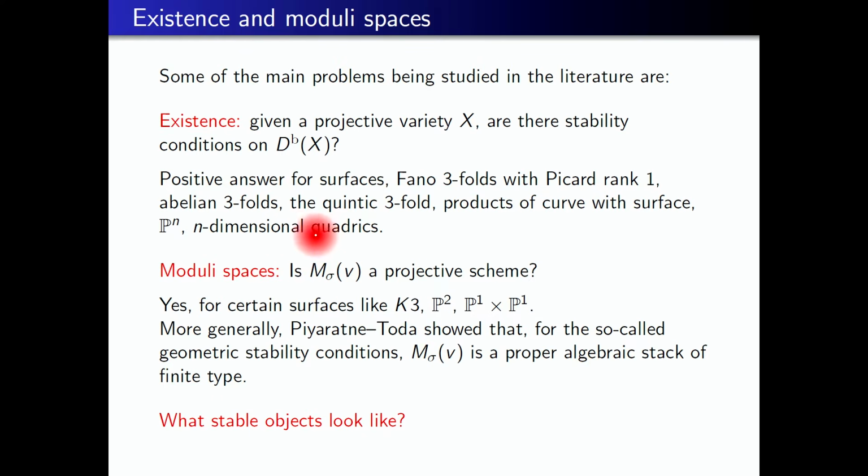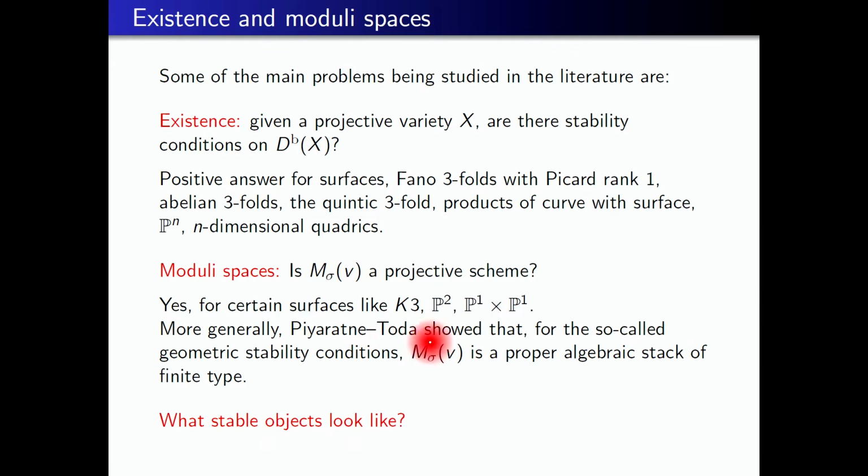The other question is, well, what can you tell me about the moduli spaces? So this M_sigma(v) is supposed to be the moduli space, or the set of all sigma-stable objects with fixed vector v. So the objects in the Grothendieck category that lie over a given vector v in the lattice.